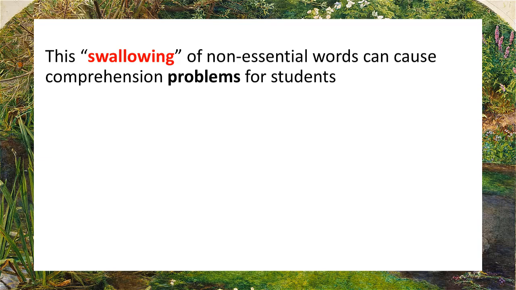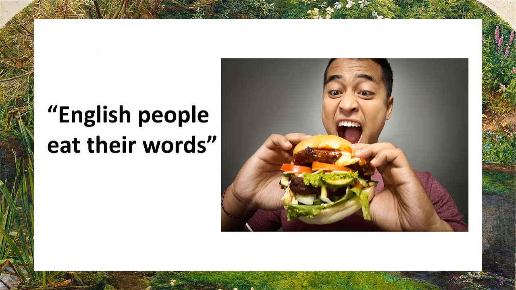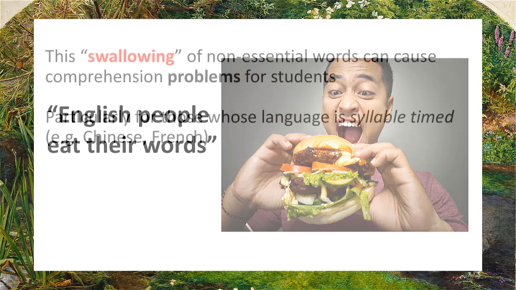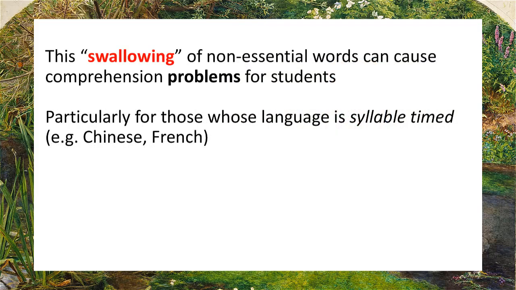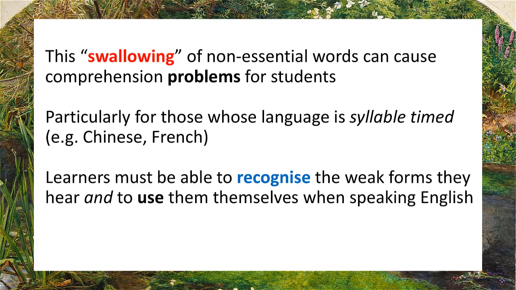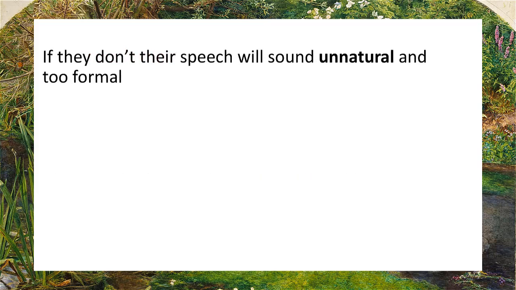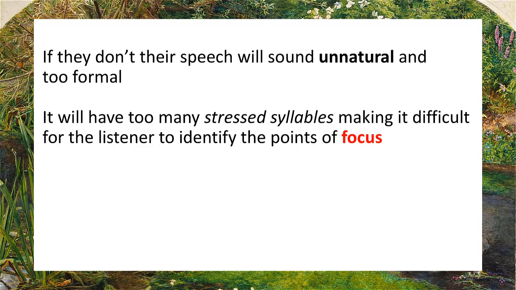This swallowing of non-essential words can cause comprehension problems to students of English. Indeed, weak forms are why many observers say English people eat their words. These problems are particularly difficult for those whose native language is syllable-timed, for example Chinese or French. As such, learners must be able to recognise the weak forms they hear and to use them themselves when speaking English. If they don't, their speech will sound unnatural and too formal. It will have too many stressed syllables, making it difficult for the listener to identify the points of focus.